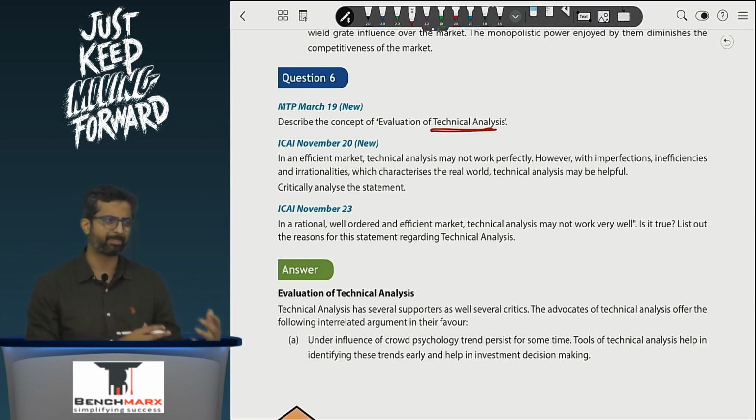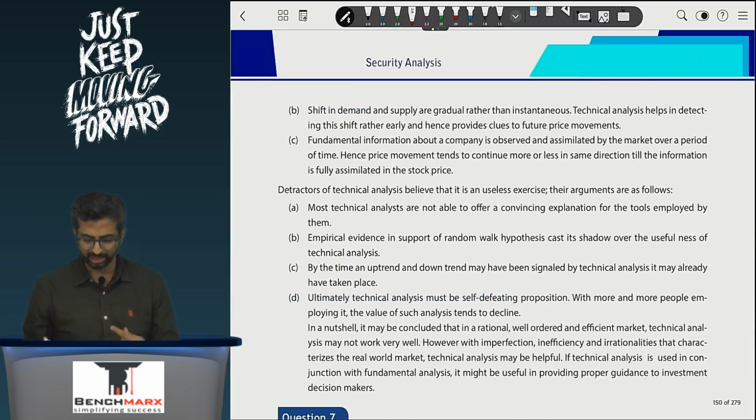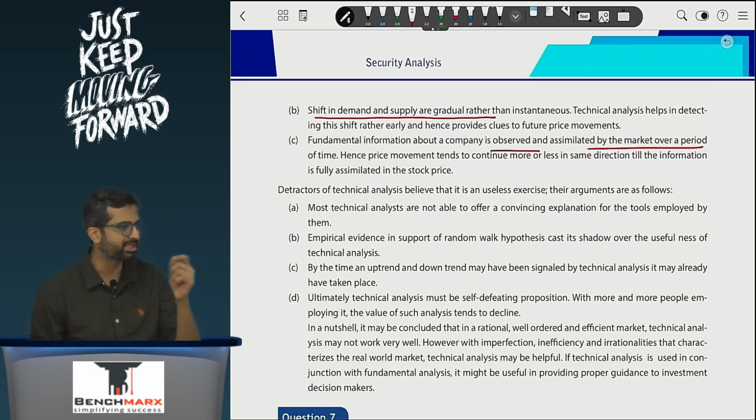So what has happened in the past will repeat in the future. So this is crowd psychology, and tools of technical analysis help you in identifying that. Shifts in demand and supply are gradual rather than instantaneous, and fundamentals about the company are observed and assimilated over a period of time. You can't change the fundamentals every second, but prices change every second. So this is kind of what technical analysis believes.